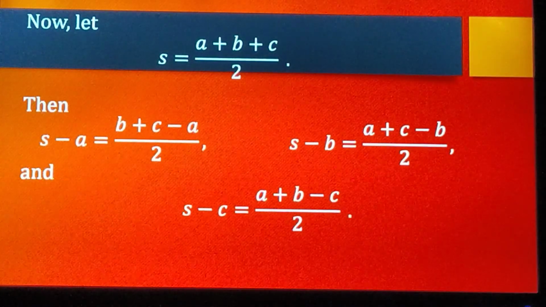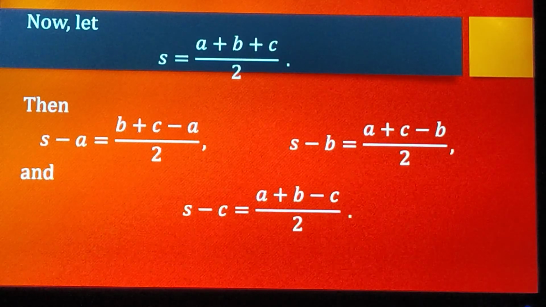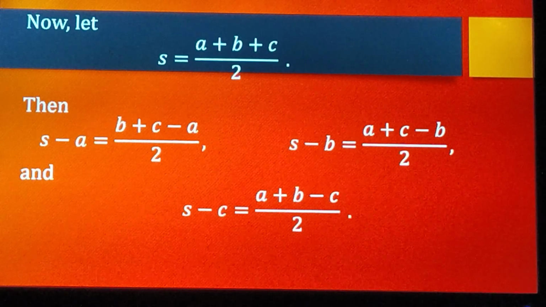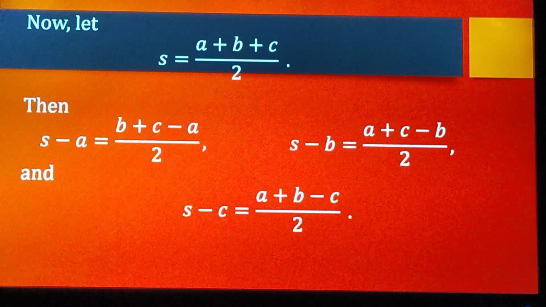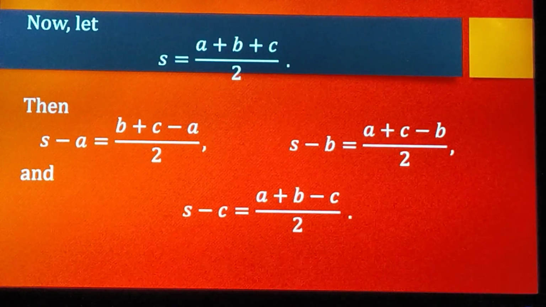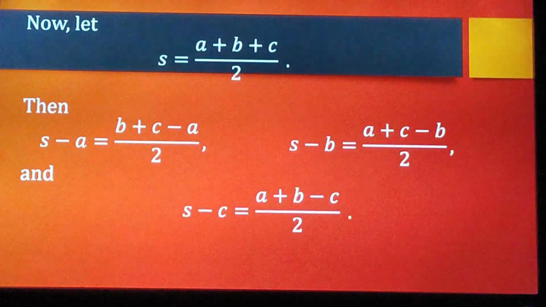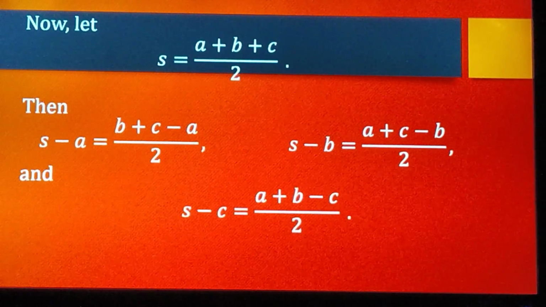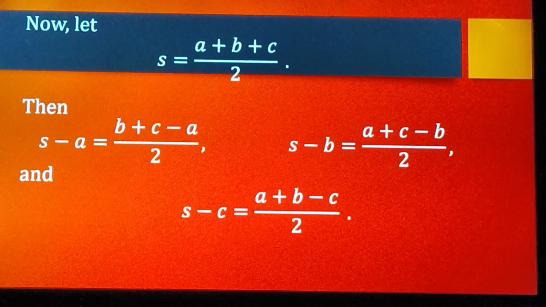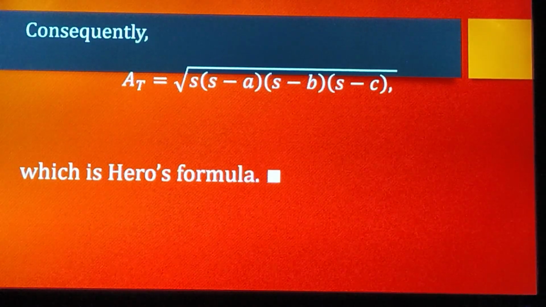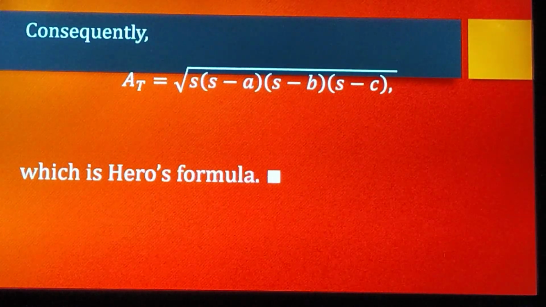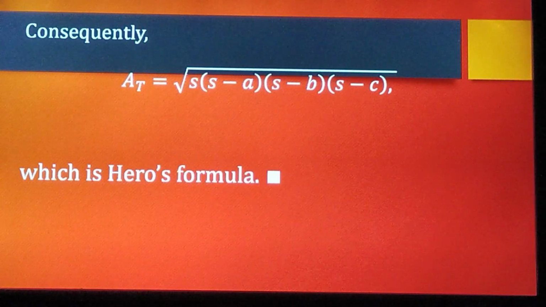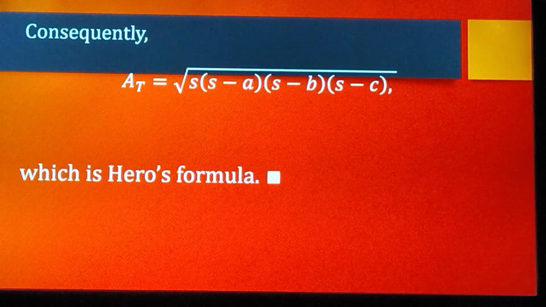Now, if we let s equal a plus b plus c over 2, then s minus a becomes b plus c minus a over 2. s minus b is equal to a plus c minus b over 2, and s minus c is equal to a plus b minus c over 2. Consequently, A sub T is the square root of s times s minus a times s minus b times s minus c, which is Hero's formula.